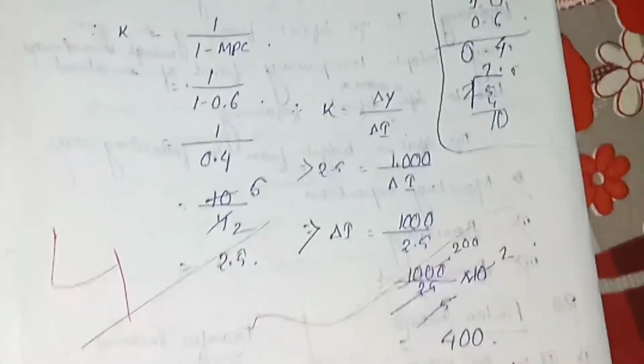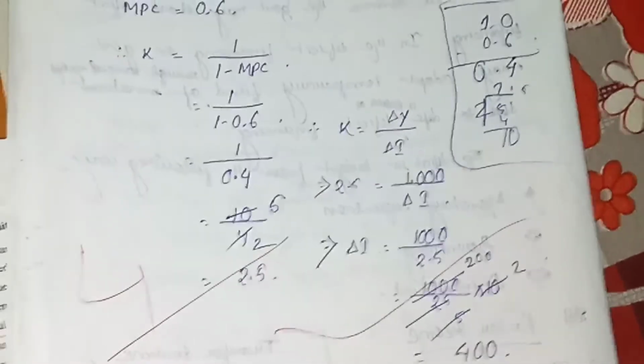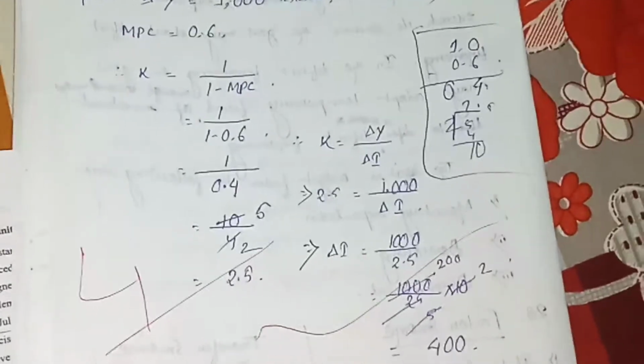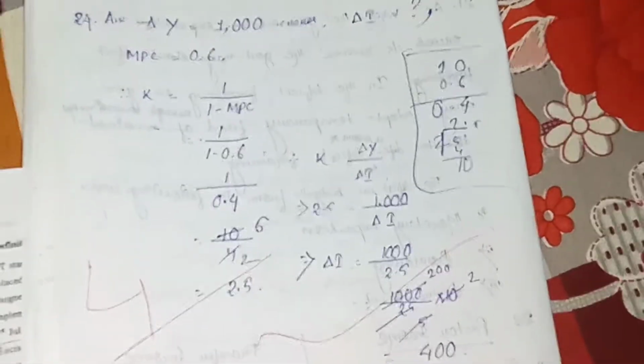And another numerical is, and the answer is 400. Change in income is 400. आप लोग ये स्क्रीनशॉट कर लेना.